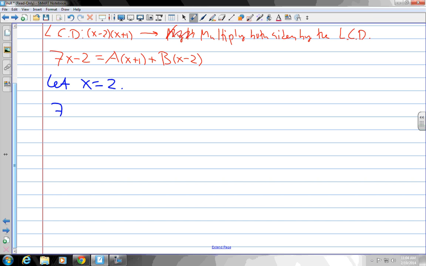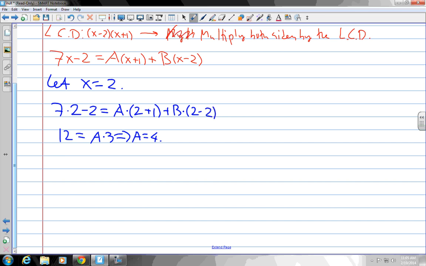So it's 7 times 2 minus 2 equals a times (2 + 1) plus b times (2 - 2). So you get 0 and b goes away, right? So you're left with 12 equals a times 3, therefore a equals 4. Right? This is the same result as we obtained from solving a big system.